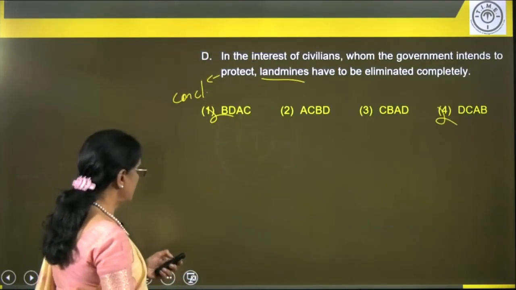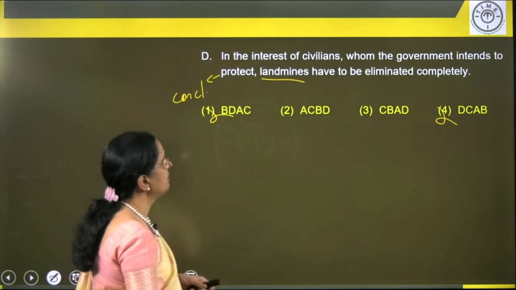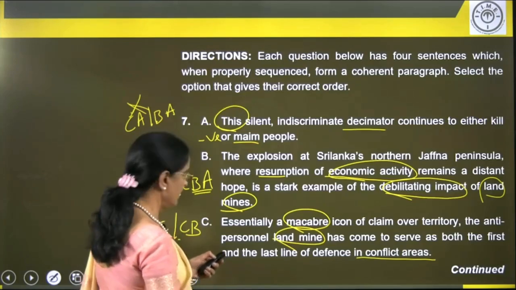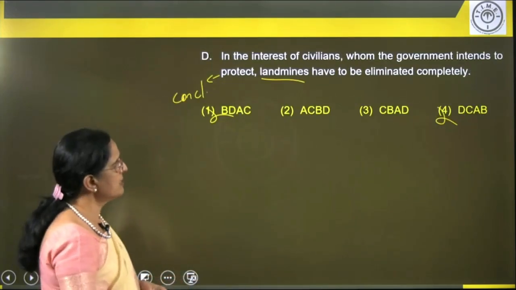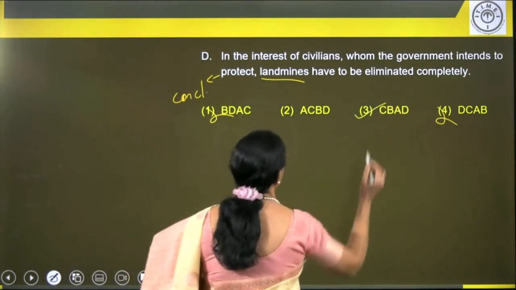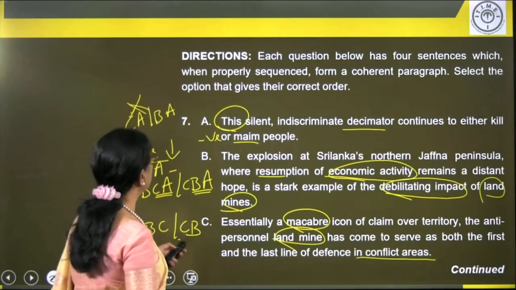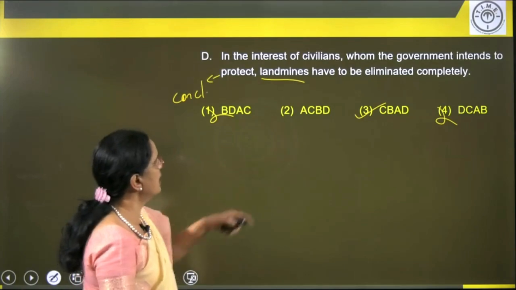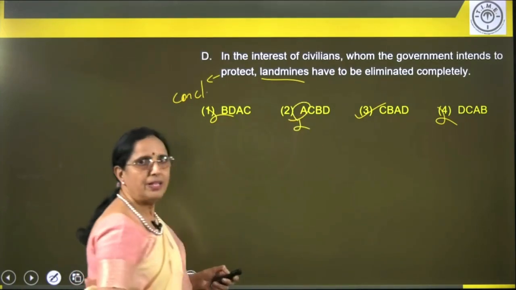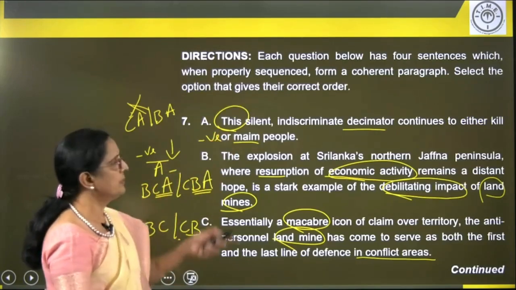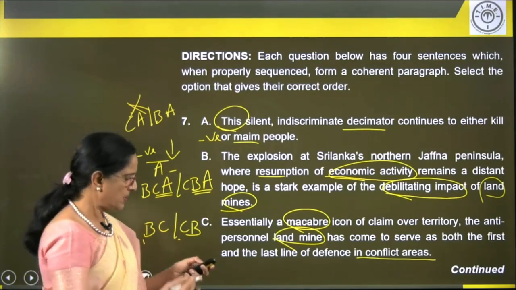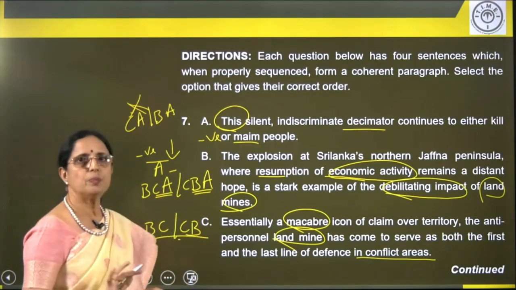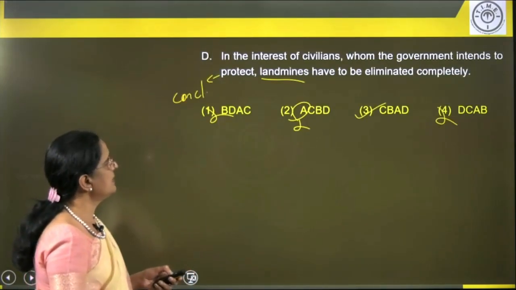You understand? So, where do you have BA combination? In 3. CBAD. Do you understand? CBAD. Is that the right answer or not? Yes. Alright. You cannot take A. Right? You cannot start with A. Simple and straight. How can you start with A? Ridiculous. Alright. You cannot start the discussion with a pronoun. This silent indiscriminate. No. So, look at that. Don't be stuck at BC or CB or BCA or CBA. Don't be stuck. Clear? Answer is 3.